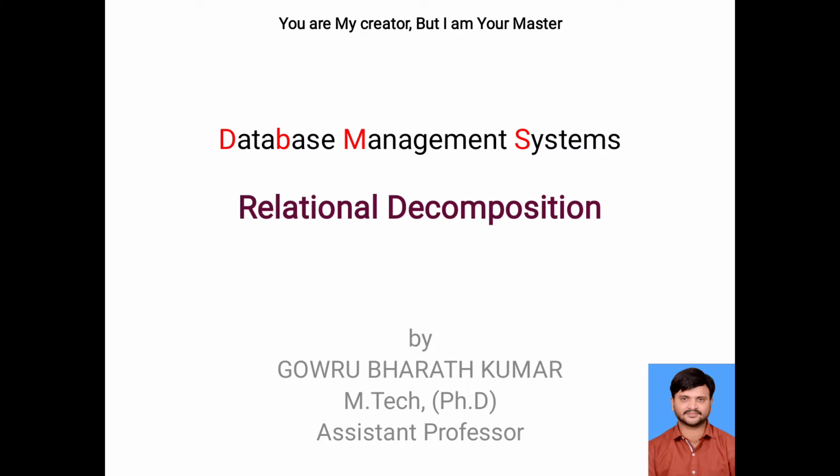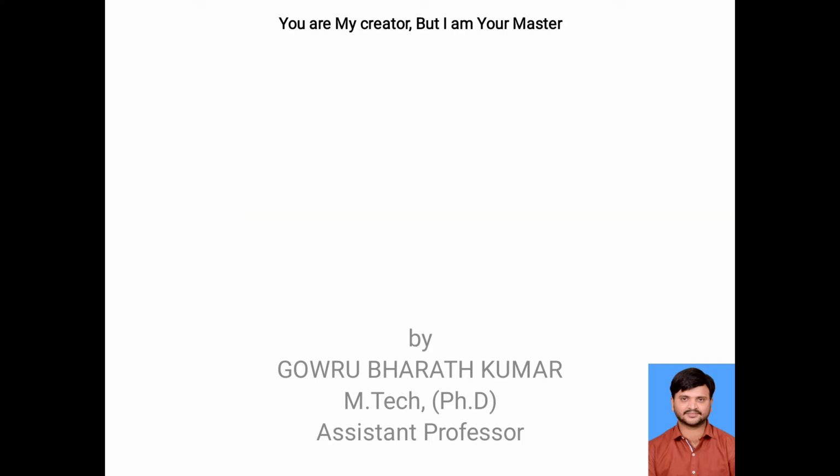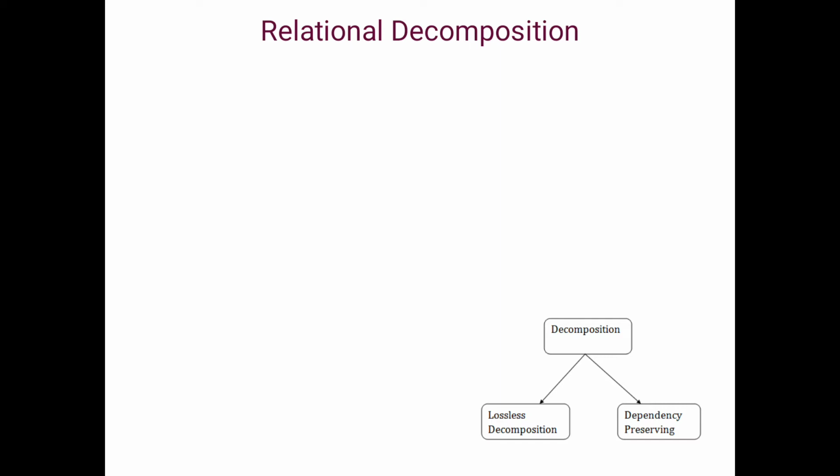Now definitely we will check whether all the information is available or not. With the help of how we will check it? Definitely here we have two different types of checkings. One is lossless decomposition: here we check whether we lose any information or not. Another one is dependency preserving, which means all the functional dependencies of the original table are available in the decomposed tables or not. So now we will discuss these two decomposition techniques.